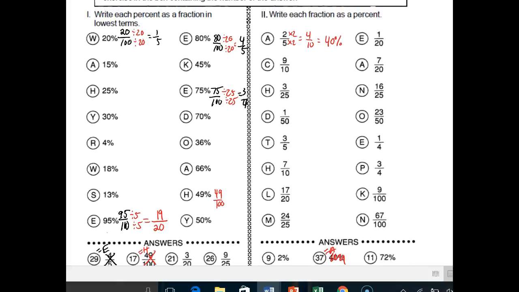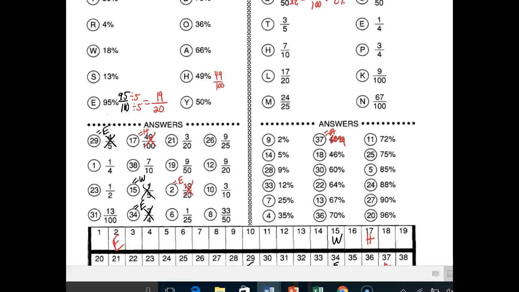Let's do 1 over 50. So let's say times 2, times 2. Oops, sorry. That equals 2 over 100. That is 2%. All right, 2% is going to be the letter D, and cross that off, and we'll put a D on 9.